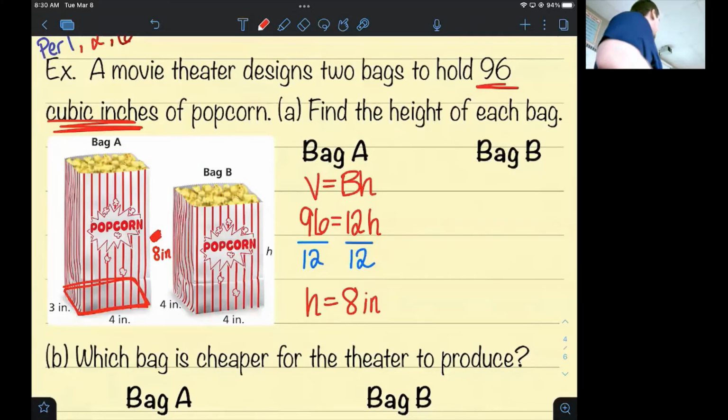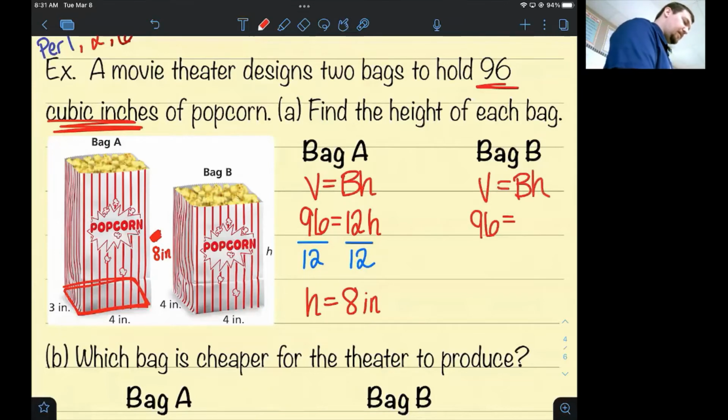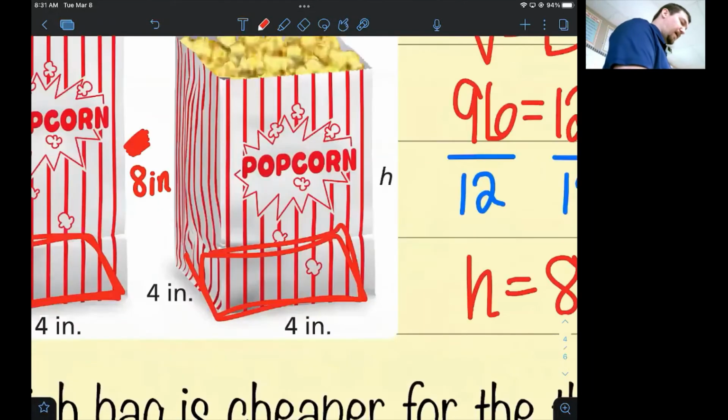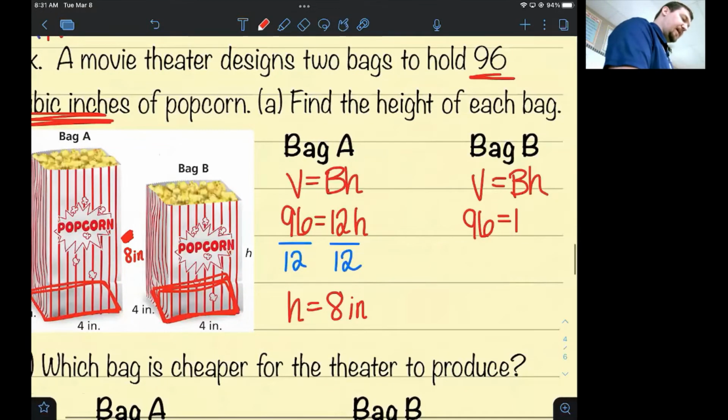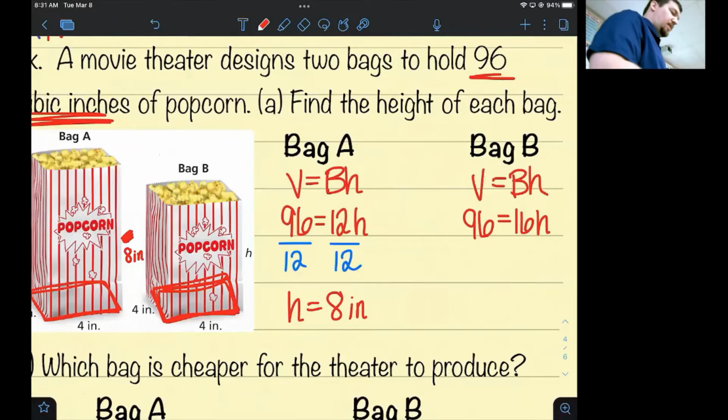Now for the second bag, it's a little shorter, a little bit wider, has the same volume. Both bags hold 96 cubic inches of popcorn. So we're still going to plug in 96 for our capital V. Our base is 4 by 4. Alexis, what is a 4 by 4 square going to have as its area? 16. So we're going to plug in 16 for capital B, and we're going to divide it over just like we did before.